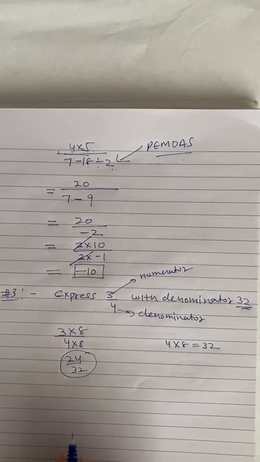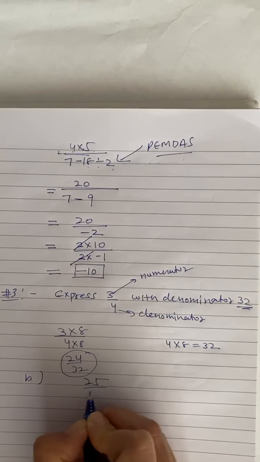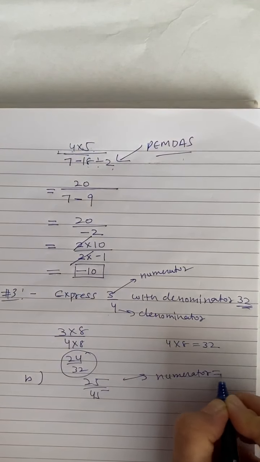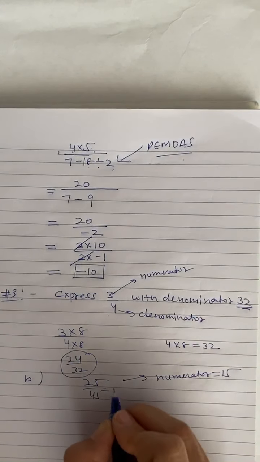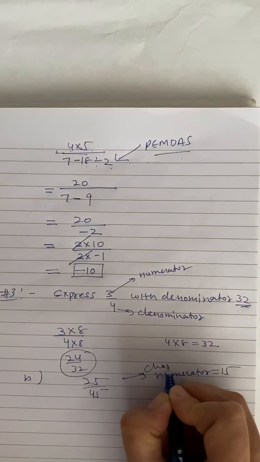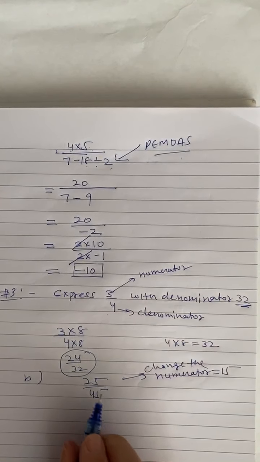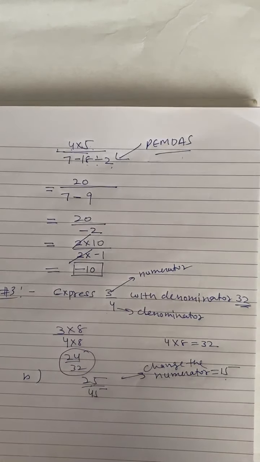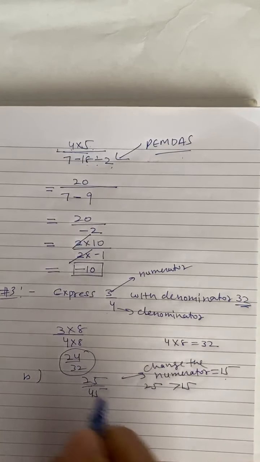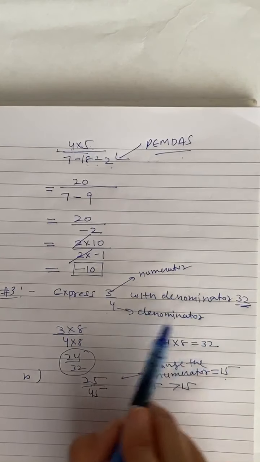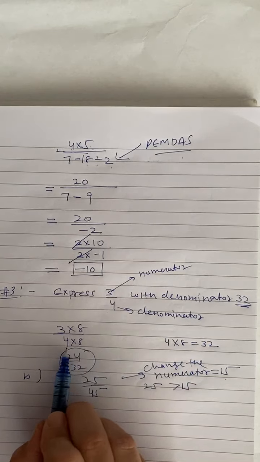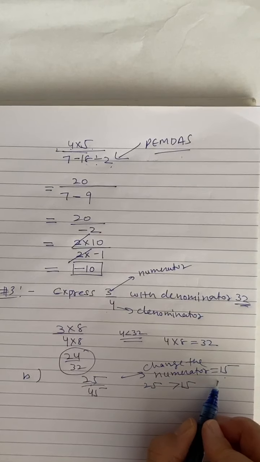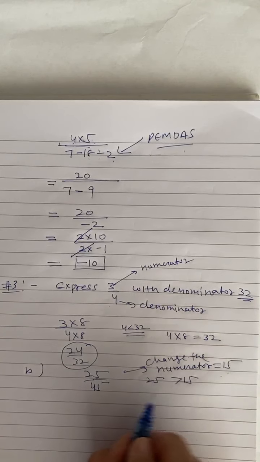That's your final answer. Now the next one is 25 over 45 and they want the numerator of this to be 15. So what they want you to do is change the numerator to 15. Now I cannot change the numerator from 25 to 15. Why can't I do it? Because 25 is greater than 15. In the previous one, I could just do the multiplication because 4 was less than 32. So I could do that. But here 25 is greater than 15. So I cannot simply change it into 15.